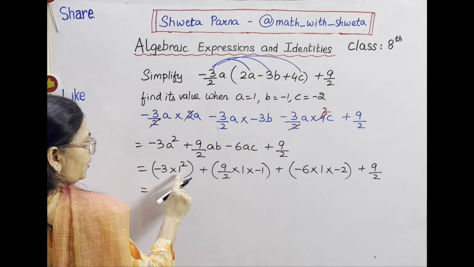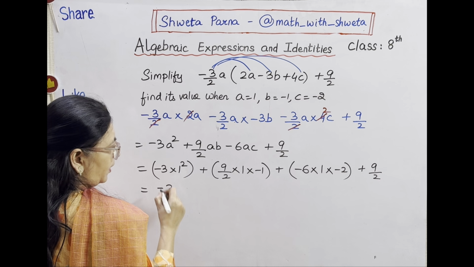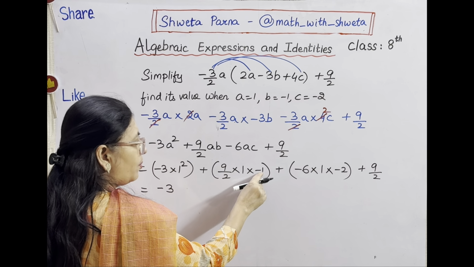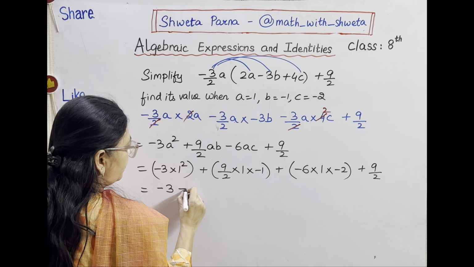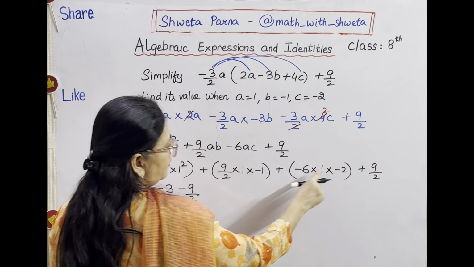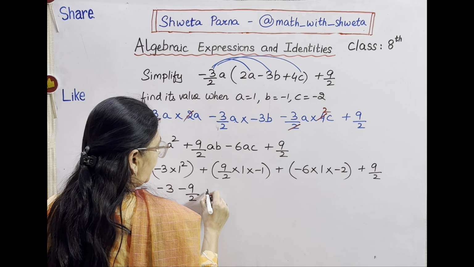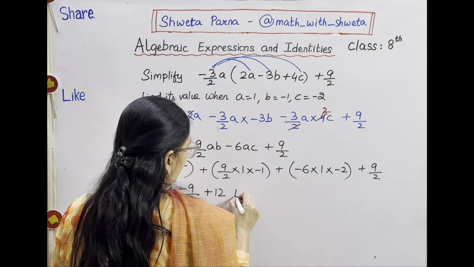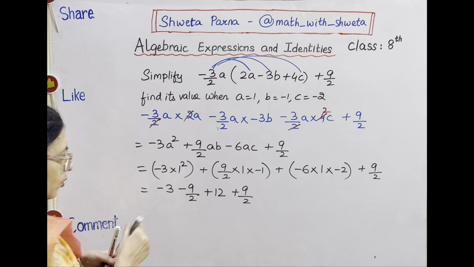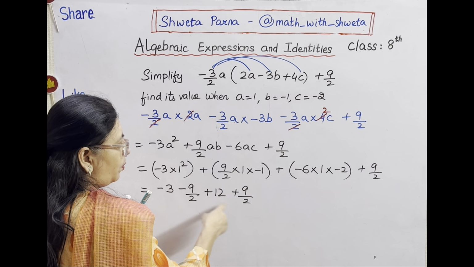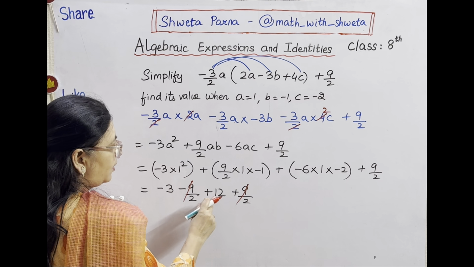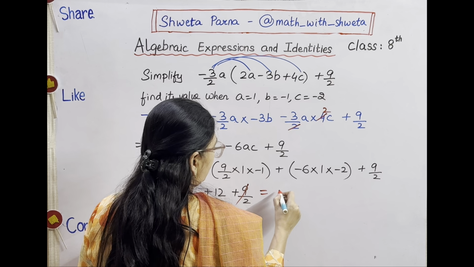So, minus 3 into 1 is minus 3. 1 into minus 1 is minus 1. Minus 1 into 9 is minus 9 upon 2. Minus 6 into minus 2 is plus 12. Plus 9 upon 2. See children, now over here minus 9 upon 2 plus 9 upon 2 gets cancelled. So minus 3 plus 12, the answer is 9.